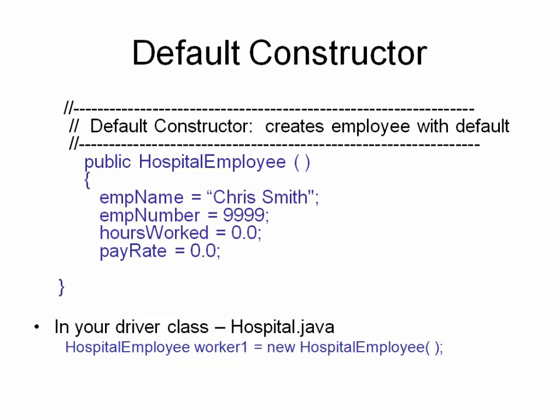As a review, here's our default constructor. We call it a default constructor because we're not passing any parameters into this constructor method, and this line of code that would be found in your Hospital tester class would create a hospital employee named worker1. That would be the object, and that object's state would be their employee name would be Chris Smith, and number 9999, hours worked 0, and pay rate of 0.